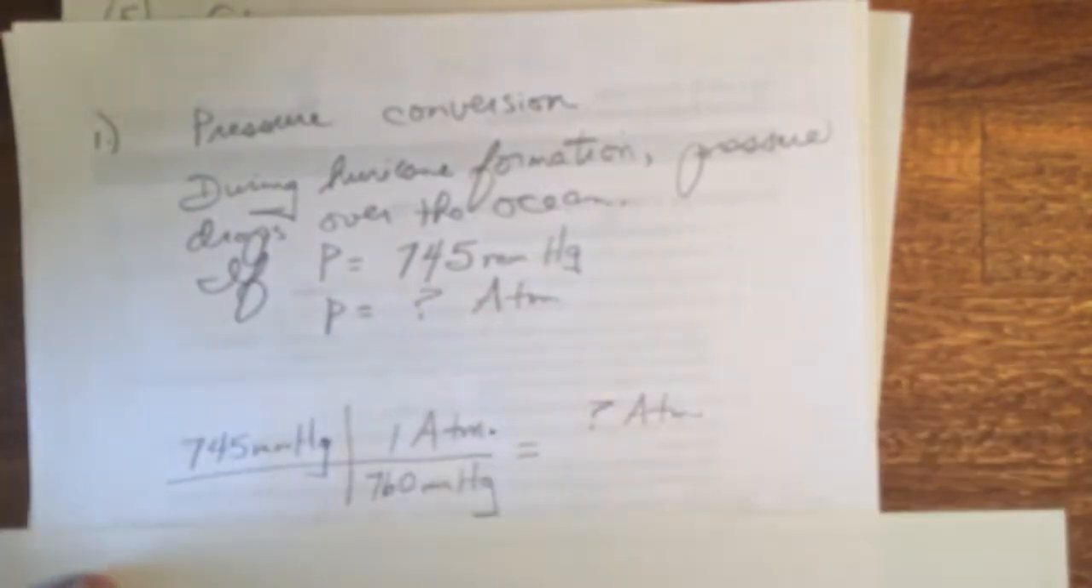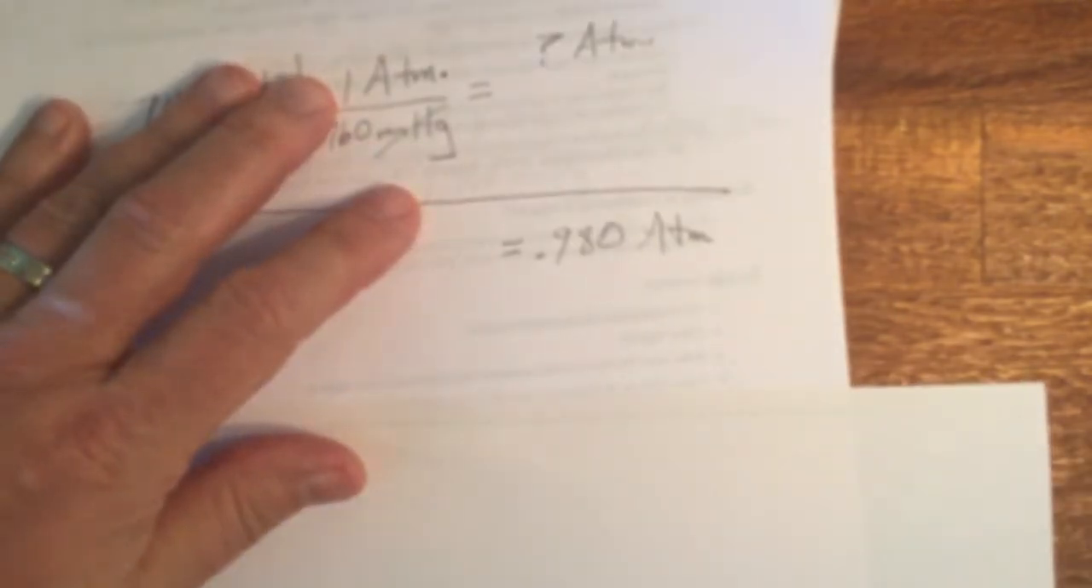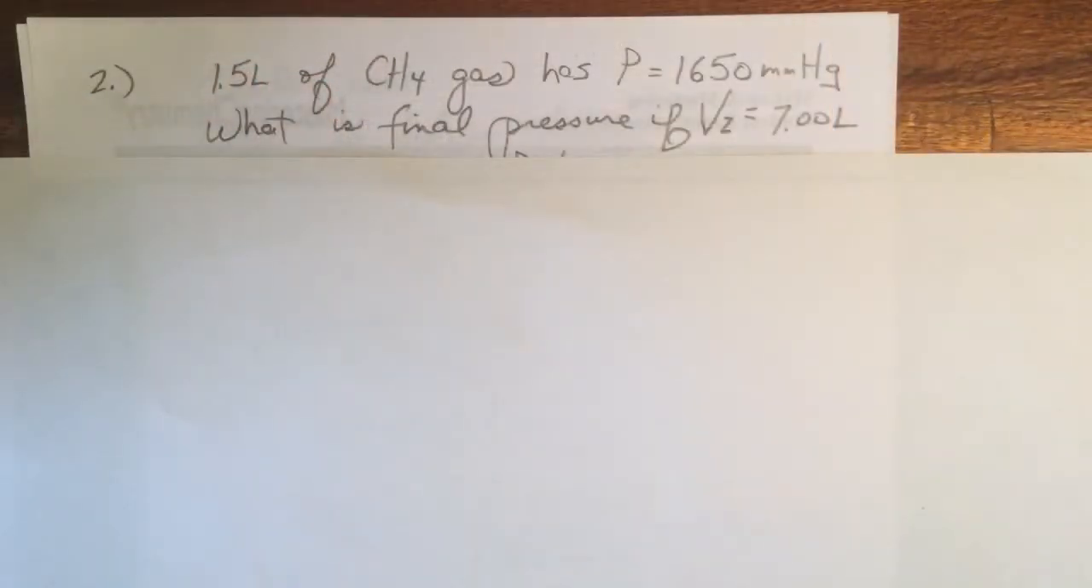So our process is to write down the answer we want, the pressure in atmospheres, then write down what we're given, 745, and my unit factor is going to be 1 atmosphere over 760 millimeters of mercury. If this is the case, the millimeters of mercury cancel, and the final answer is 0.980 atmospheres.